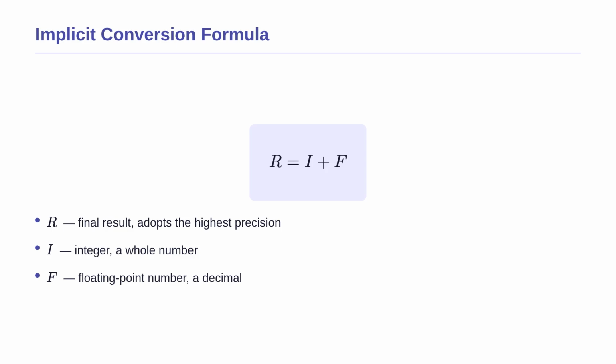Here, R represents the final result, I represents an integer, and F represents a floating point decimal. Conceptually, when the computer sees an integer and a decimal in the same operation, it knows the decimal has higher precision. So, it automatically converts the integer into a decimal before adding them together. The final result R simply adopts that higher precision automatically. For example, if I is 5 and F is 3.2, the computer turns 5 into 5.0 to keep the math perfectly accurate.